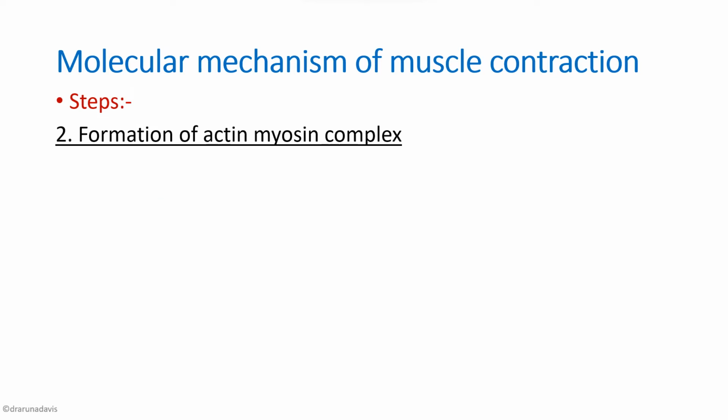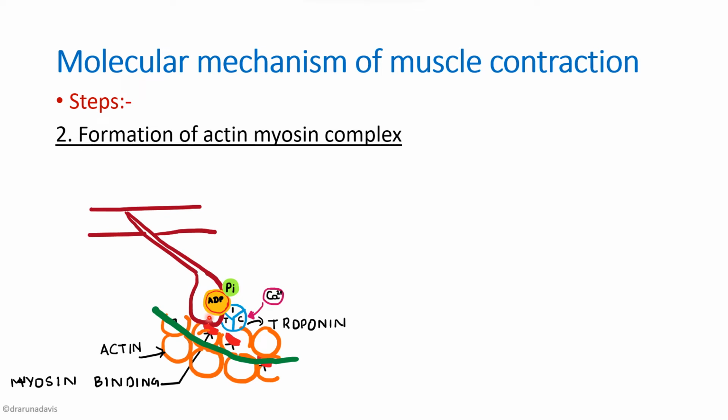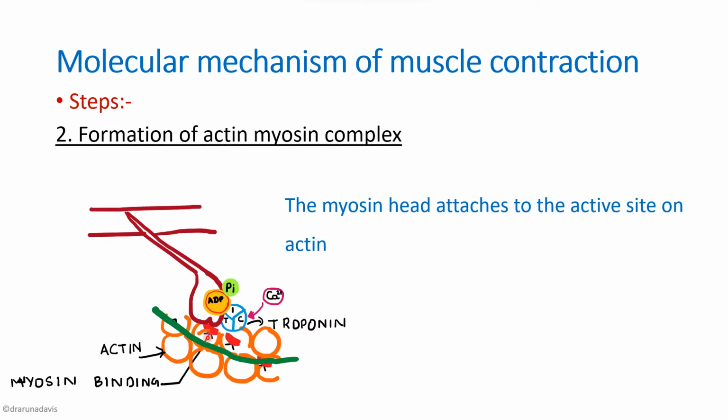The next step is formation of the actin and myosin complex. We know that the myosin is already in a perpendicularly extended position, and now when calcium binds, the myosin binding site is uncovered. So now the myosin head can bind onto the actin. That is the second step, the binding of the myosin head to the actin filaments.